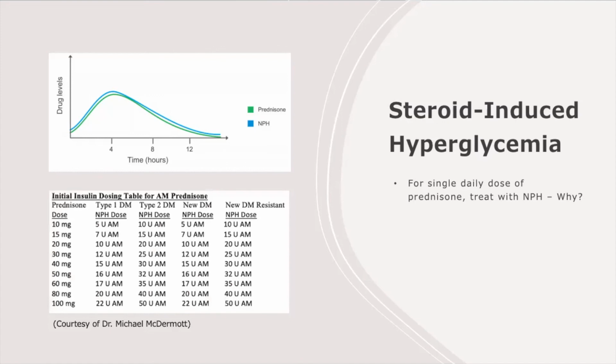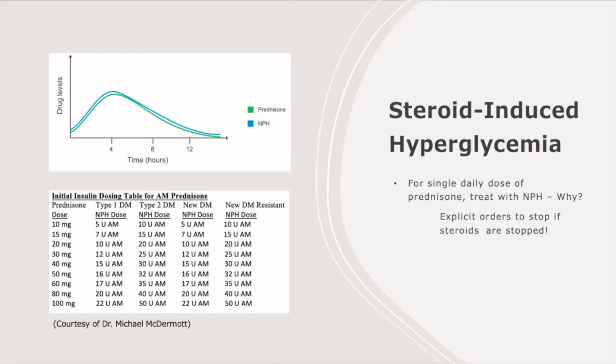And this is a table that was developed by Dr. McDermott, who's one of the really great endocrinologists at the U, which gives you a framework of how to initially dose the NPH. There are also some good articles online about how to dose NPH for steroid-induced hyperglycemia. The key thing here is you have to have explicit orders to stop the NPH.